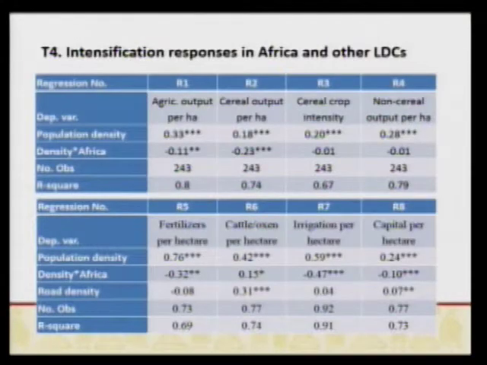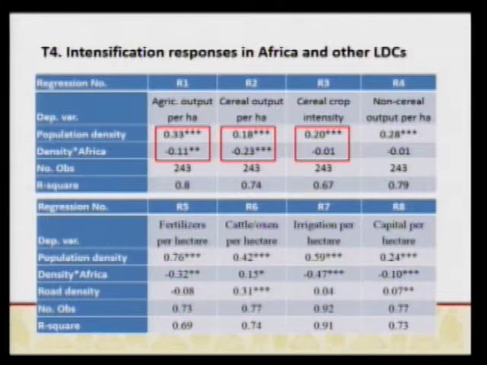So what I'm going to show you here is just some basic regressions where we're estimating the response of these outputs and inputs to land pressures as measured by population density. For every regression, we estimate a broad cross-country effect, which is the top row, and then an interaction with Africa. So a significant negative coefficient on the Africa interaction suggests that Africa is not intensifying as rapidly as other regions. In terms of agricultural output per hectare, we see a significant effect. Africa is not doing as well as other continents in response to rising land pressures. The same with cereal output. Crop intensity, no effect, so about the same.